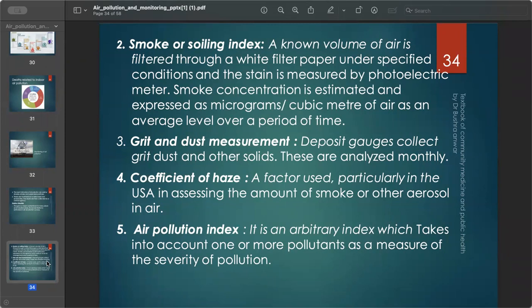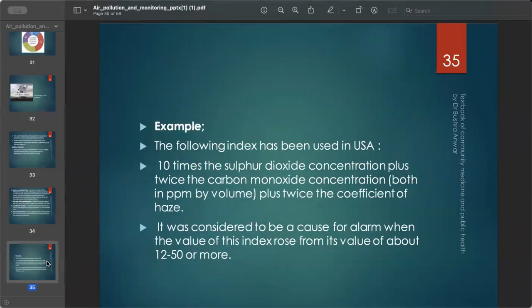Air pollution index is an arbitrary index which takes into account one or more pollutants as a measure of severity of pollution. For example, the following index has been used in the USA: 10 times the sulfur dioxide concentration plus twice the carbon monoxide concentration, both in ppm by volume, plus twice the coefficient of haze. It was considered to be a cause of alarm when the value of this index rose from its value of about 12 to 15 or more.